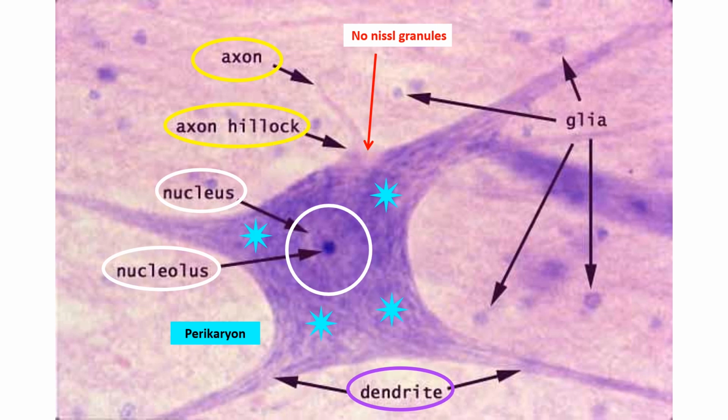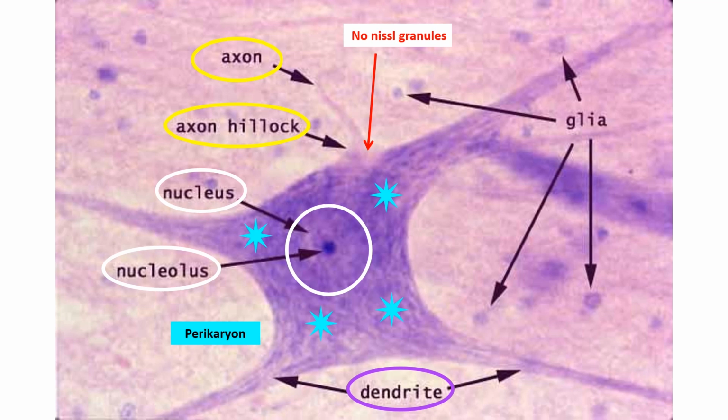The axon is the process of the neuron which is going to send information out of the neuron to other cells, while the dendrites collect information and bring this information into the neuron.